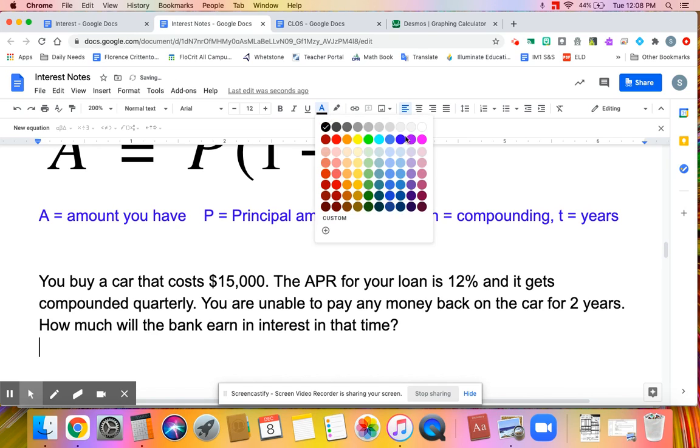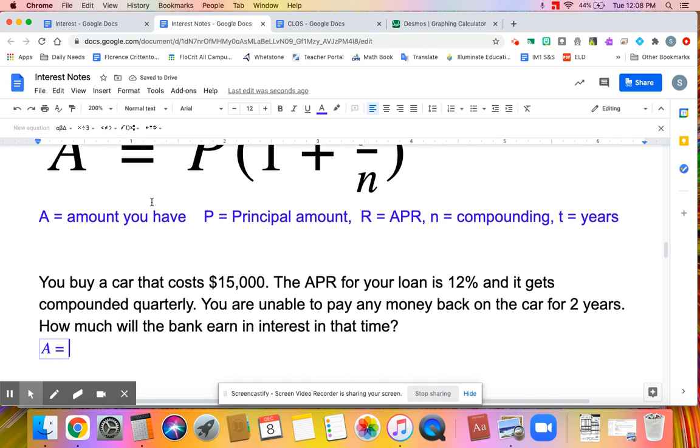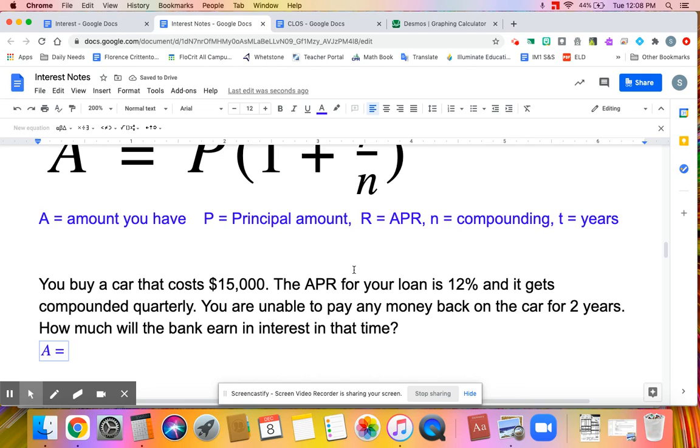So to begin, it's always easiest to make the formula. And the formula says to get the amount I have, I'm going to take my principal amount. And how much is my principal amount in this situation? It's $15,000 because that's how much your loan starts at. That's how much you start with owing them. And then if I continue the formula, it's 1 plus.